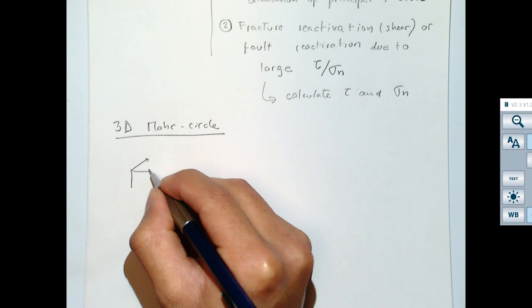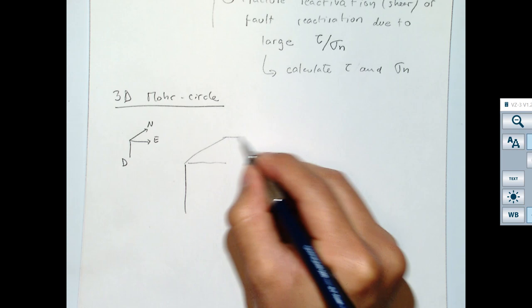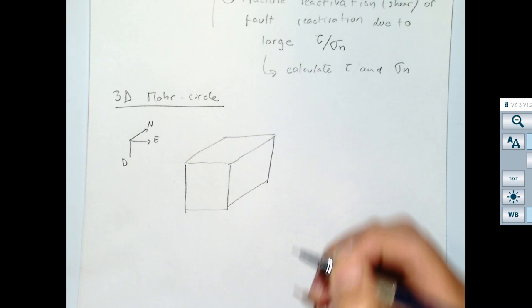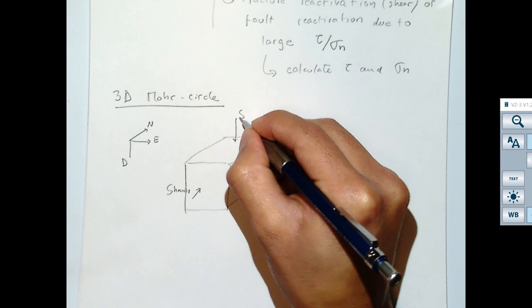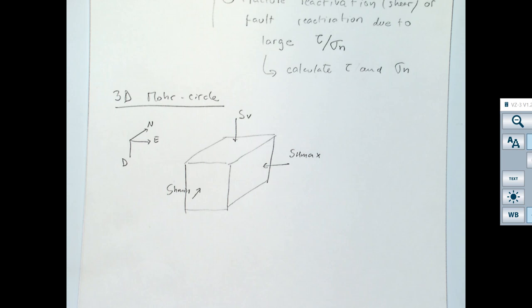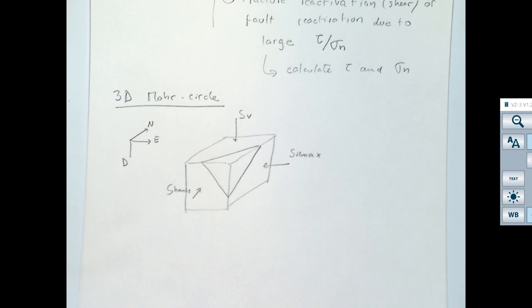We're going to start by always drawing a coordinate system. In this coordinate system, we're going to have a block of rock which is subjected to in situ stresses. And from that block, we're going to consider that inside this block there is a fracture at an arbitrary orientation.